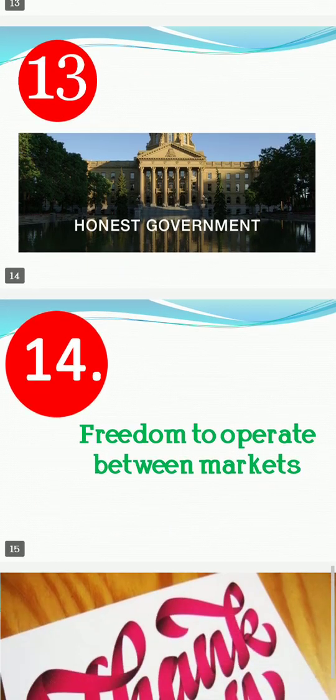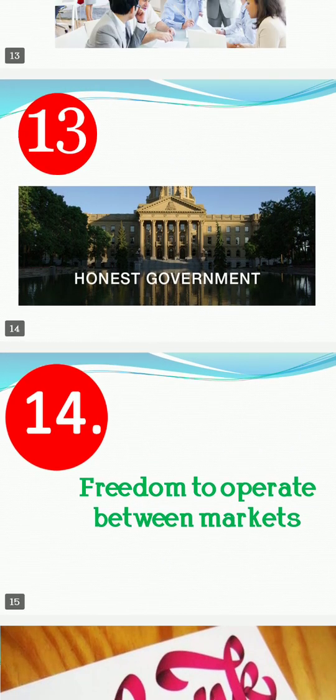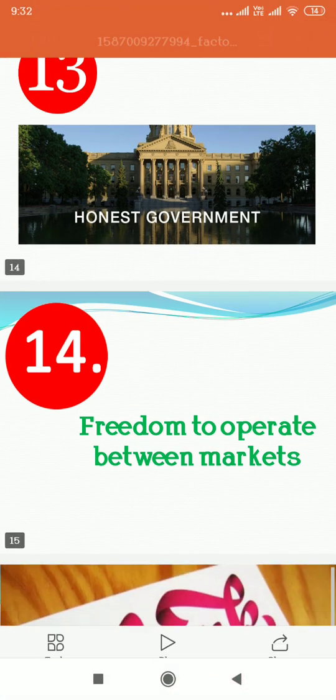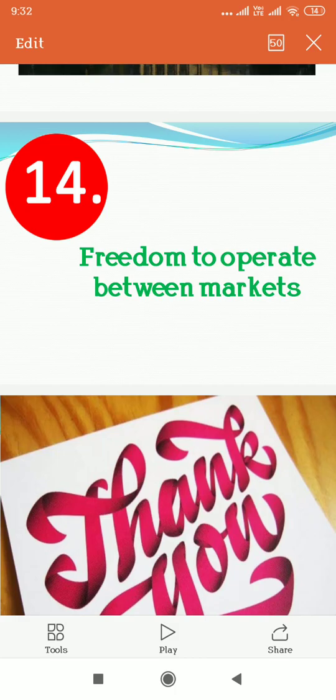The next is the freedom to operate in markets. A government or a particular market should give us the freedom to operate between markets. There should not be any restriction on the transition from one market to another market. I hope you clearly understood all of this.